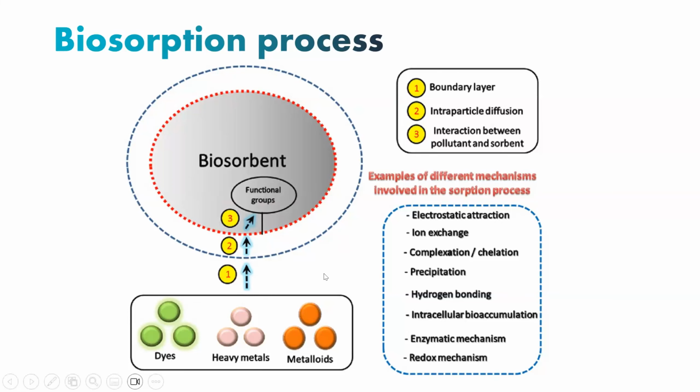Functional groups on the adsorbents interact with pollutants. The interactions may be electrostatic interactions, anion exchange, precipitation, hydrogen bonding, and enzymatic and redox mechanisms also take place. So these are the mechanisms involved in the adsorption process.